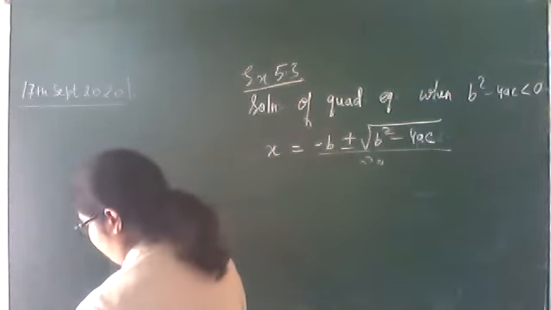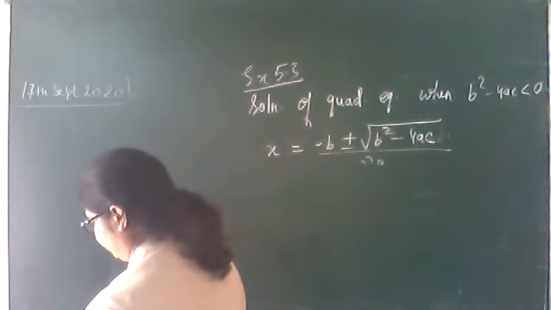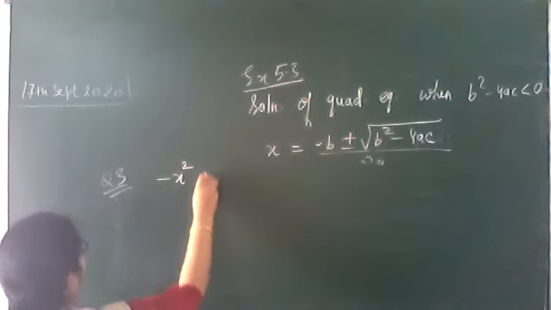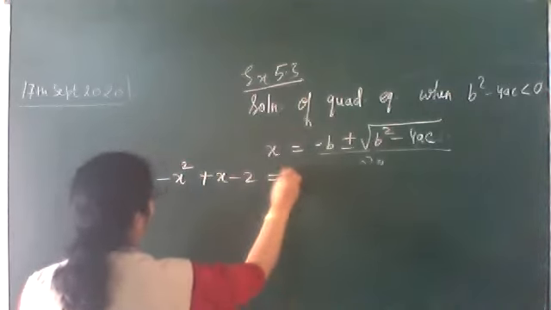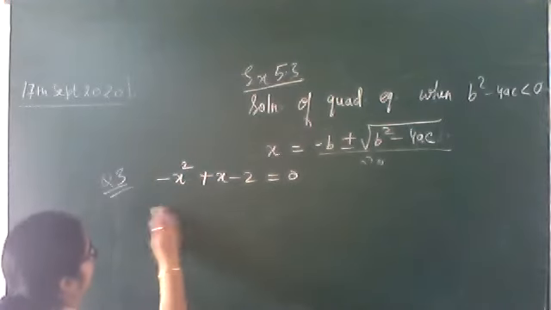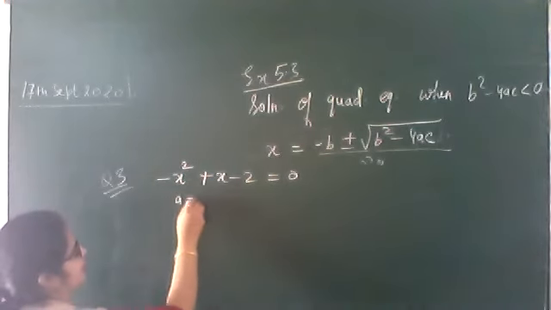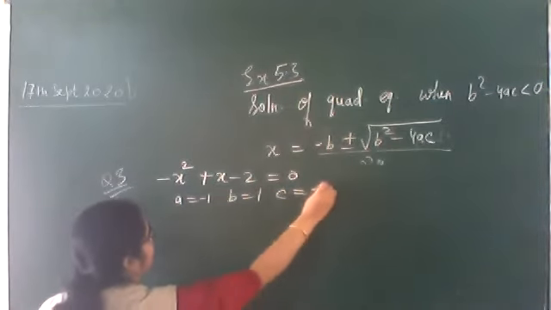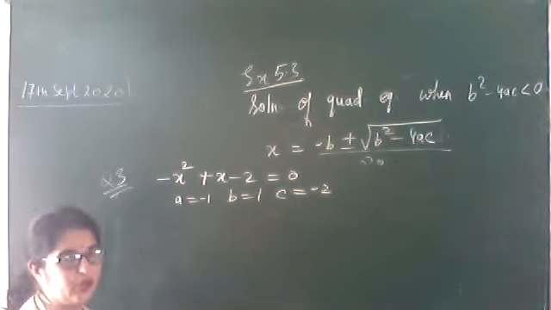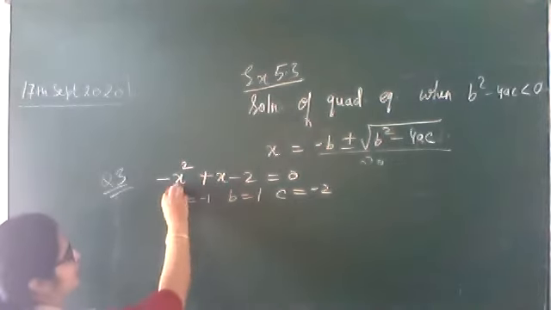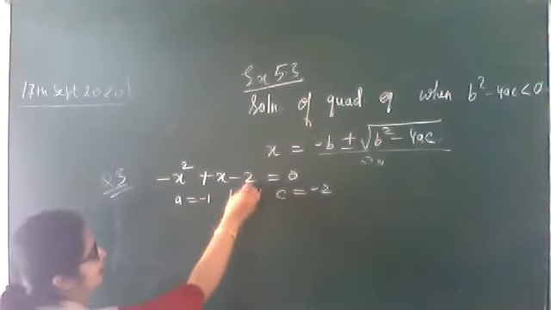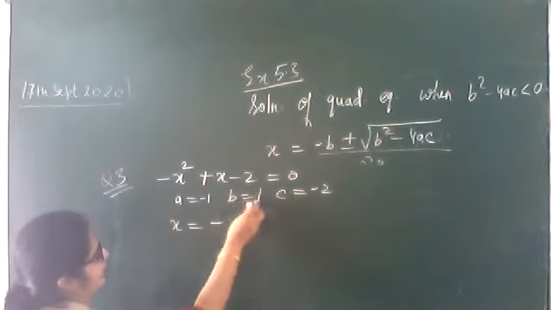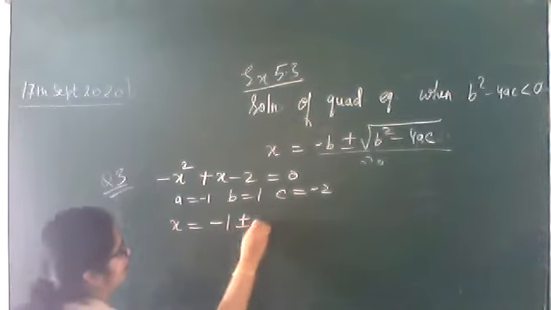Question number 3 is minus x square plus x minus 2 is equal to 0. So again, if you have any problem, write a is equal to minus 1, b is equal to 1, c is equal to minus 2, and then solve. If you have any difficulty, what is a, b, c? A is the coefficient of x square, b is the coefficient of x, and c is what? This constant term. Clear?